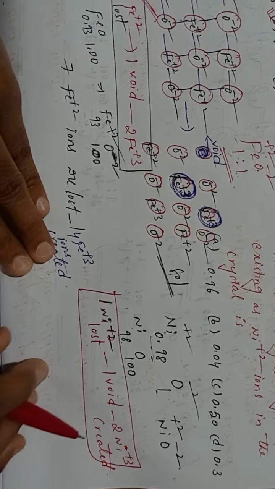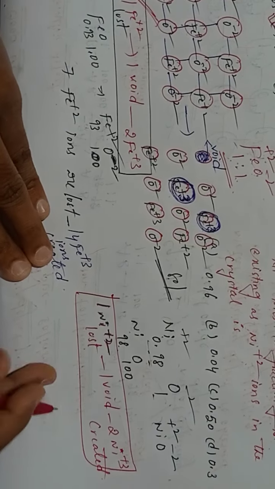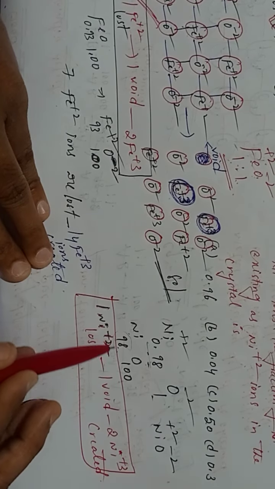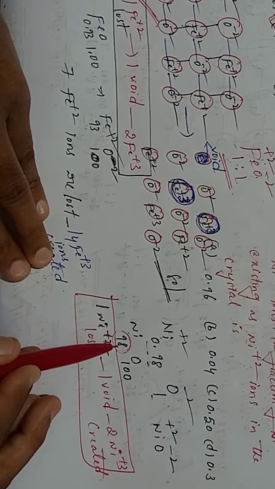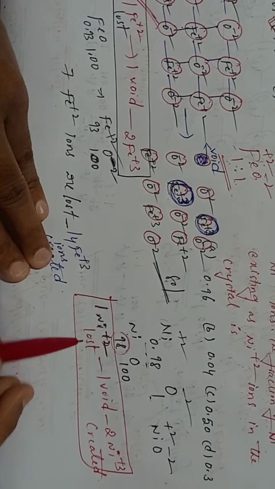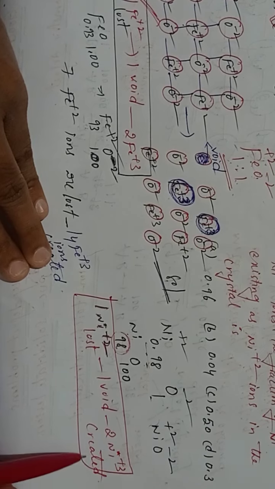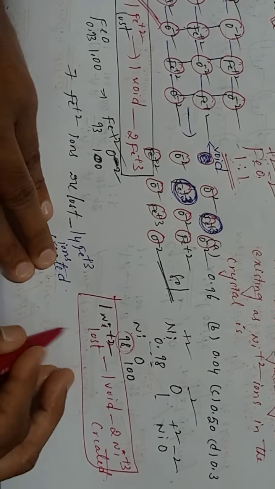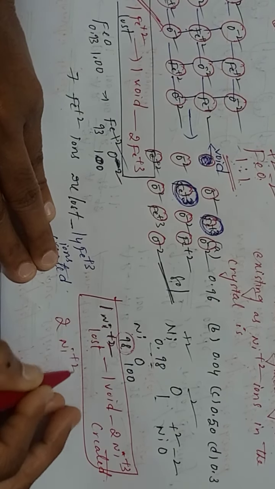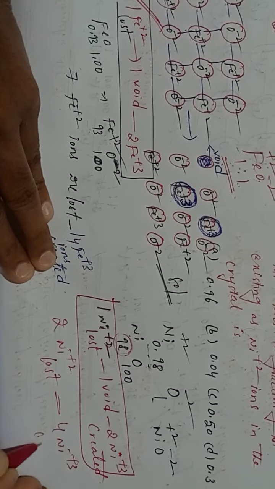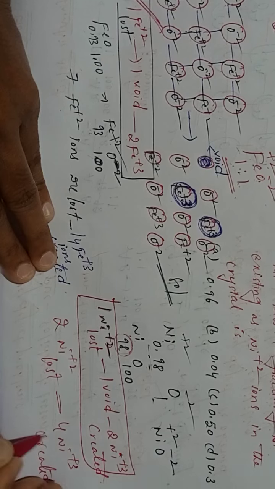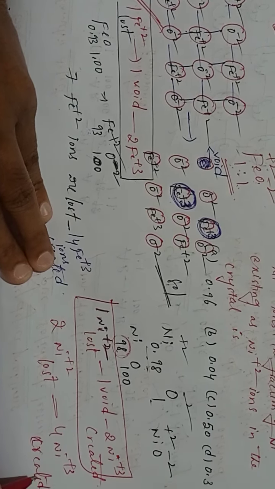See, students, how many cations are lost? Two cations are lost, correct? Two metals are lost. One lost means how many Ni plus 3 created? 2 Ni plus 3 created. 2 Ni plus 2 lost means how many will they create? 4 Ni plus 3 ions are created.